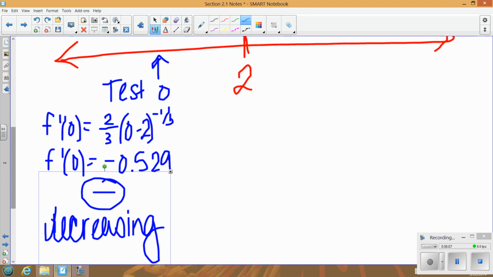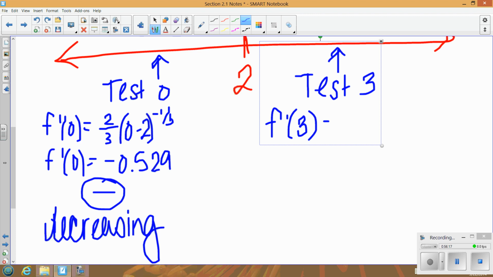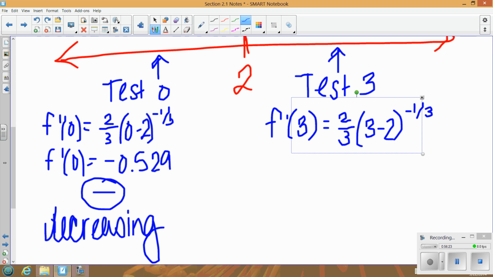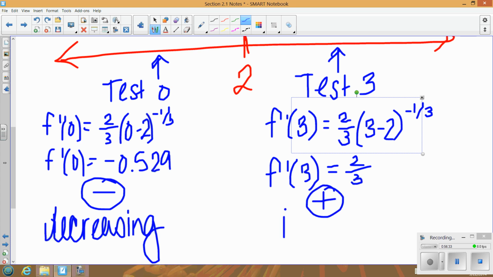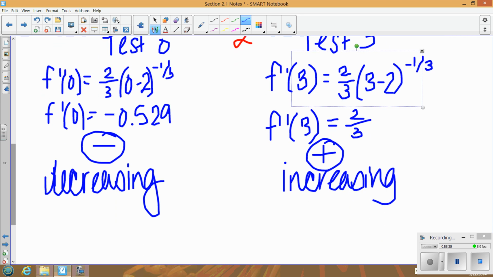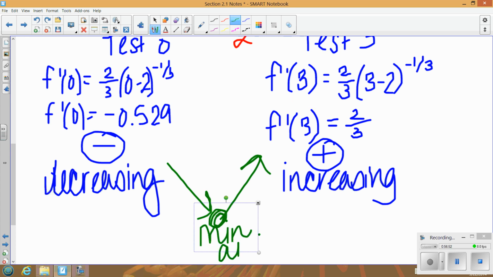Okay? Then I go over here, and I'm going to test a number. So how about we test 3? Take 3, plug it into the derivative. So you get 2/3 for this. So you get a positive number, which means your function is increasing here. So we went from a decreasing to an increasing function, which means that you have a minimum at x equals 2.